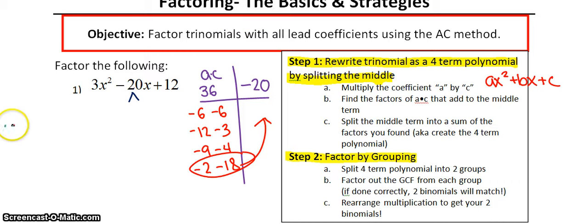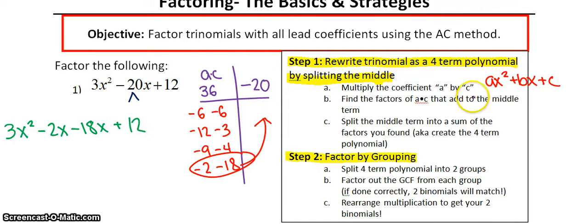So let's just rewrite that over here. 3x squared stays the same. I'm splitting negative 20x into an equivalent negative 2x plus a negative 18x, or just minus 18x, and 12 stays the same. I want to emphasize that both of these expressions are the same. I'm just thinking strategically about how I can rewrite this to help me factor.